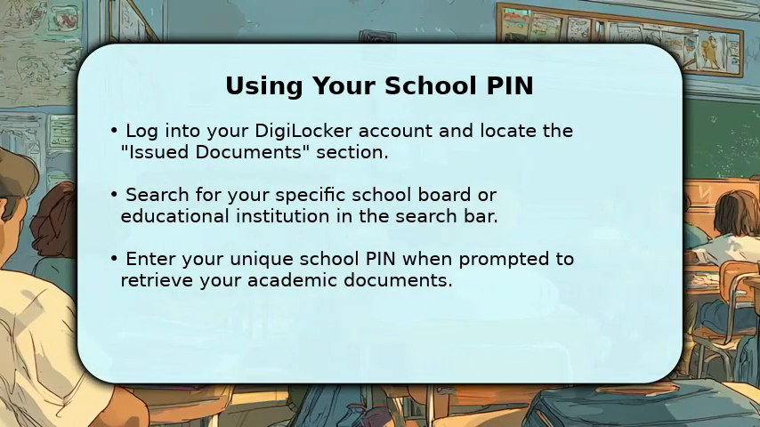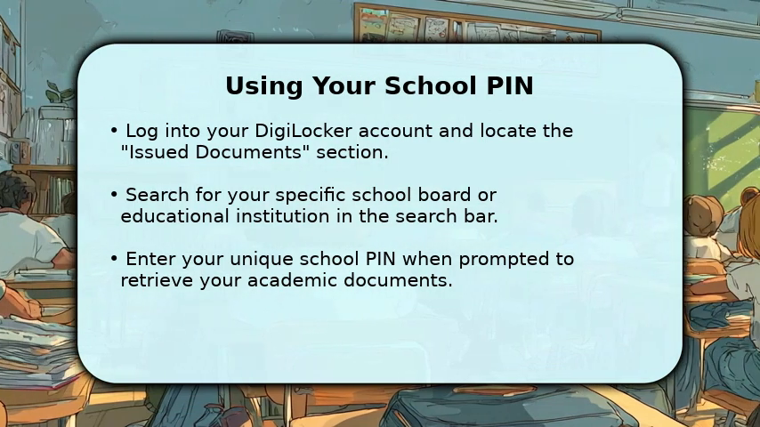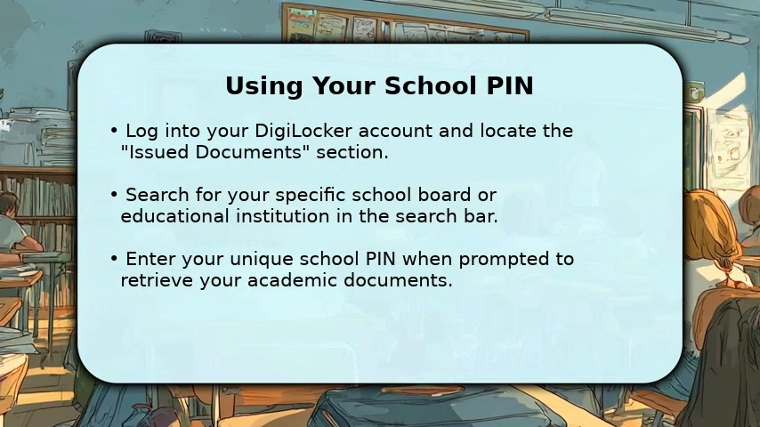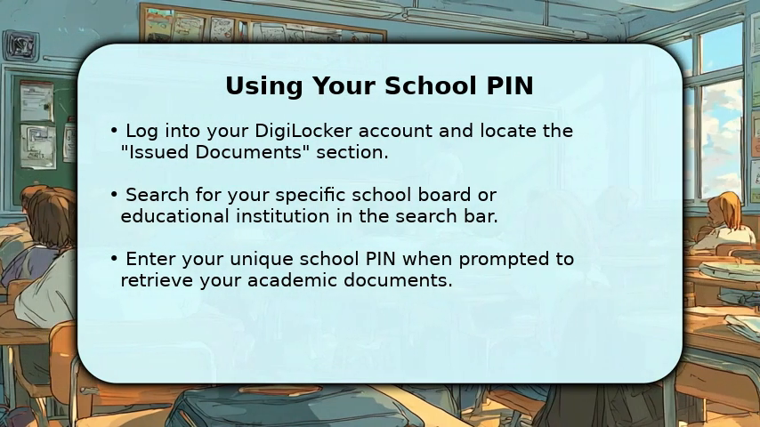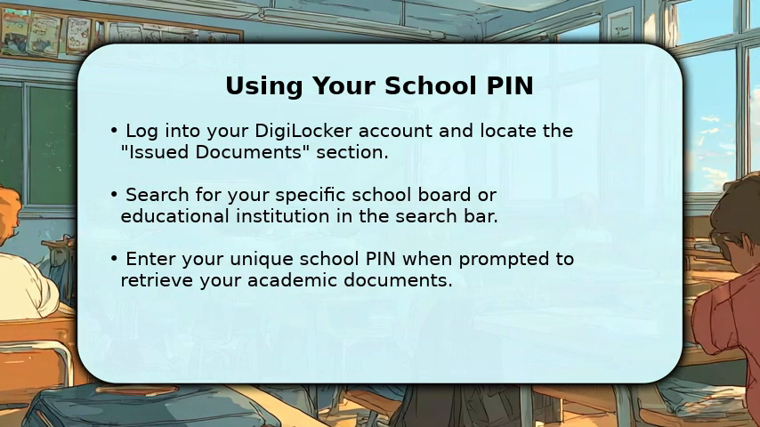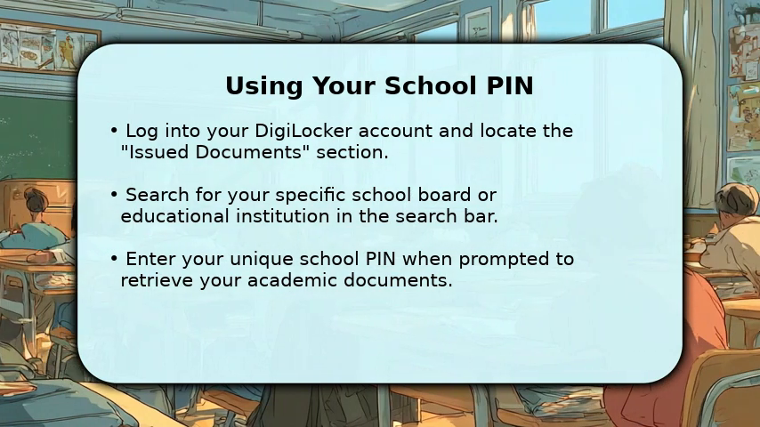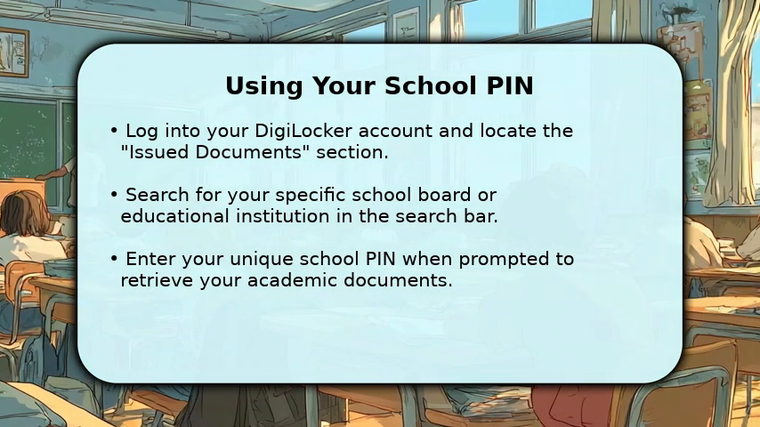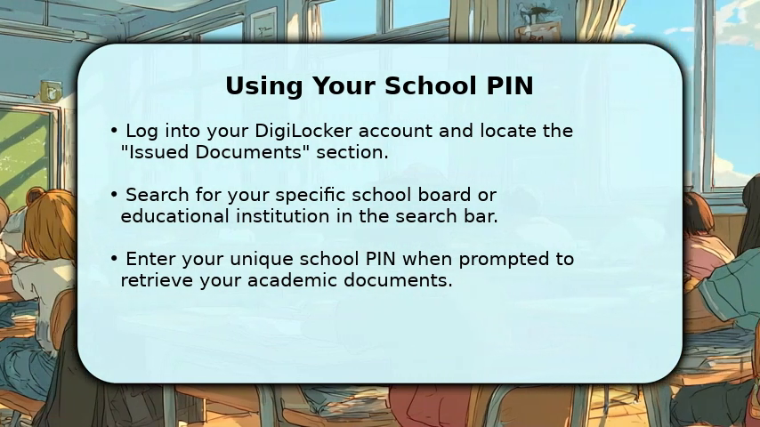After successfully logging into your DigiLocker account, navigate to the Issued Documents section from the main menu. Next, use the search bar to find your specific school board, for example, the Central Board of Secondary Education, or your particular educational institution. When prompted, carefully enter your unique 6-digit school PIN to securely fetch and display all your relevant academic documents directly into your locker.